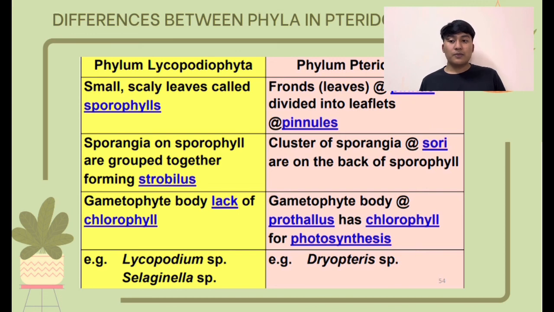For the first phylum, the gametophyte body lacks chlorophyll, while for the second phylum, the gametophyte body contains prothallus that has chlorophyll for use in photosynthesis.